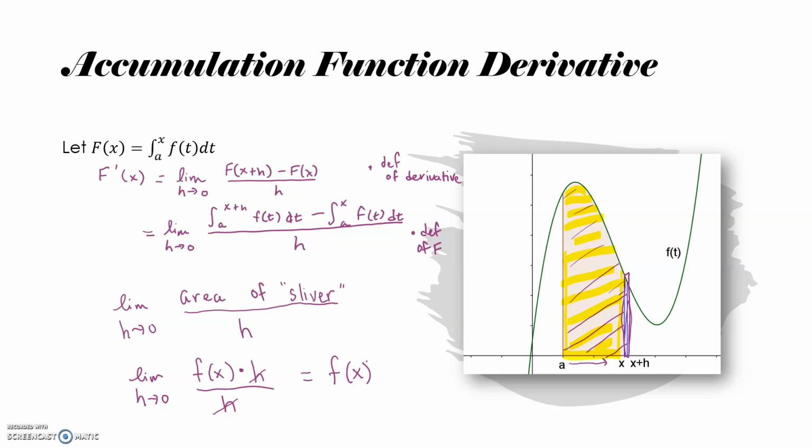And one thing that's kind of confusing is that we have a big F, which is the function that gives us the area under little f. When we take the derivative of big F, we get little f.